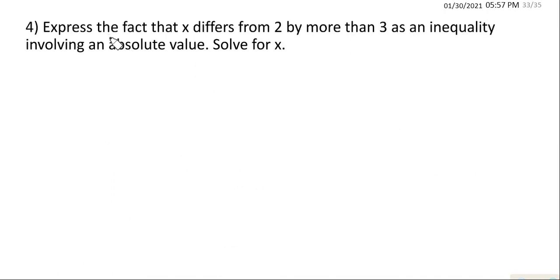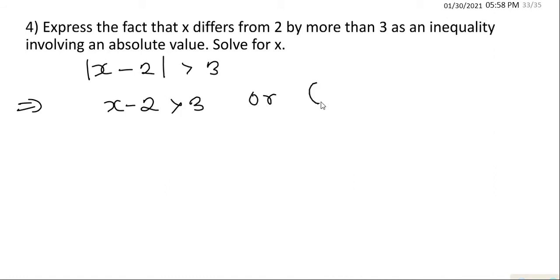Okay, so express the fact that x differs from 2 by more than 3 as an inequality involving absolute value. So we have x differs from 2, |x - 2|, by more than 3, greater than 3. It's an inequality, and we solve for x. Now solving for x, we have x - 2 > 3 or -(x - 2) > 3.